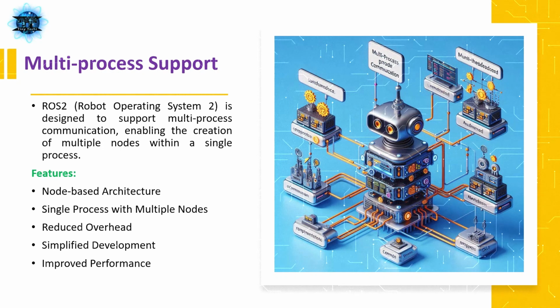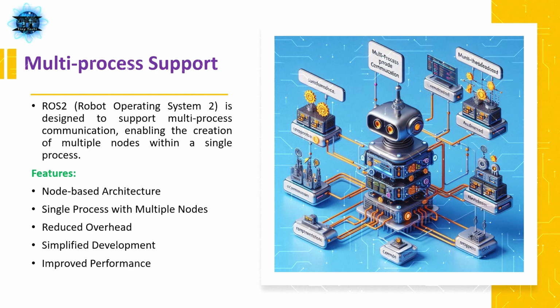And improved performance. What is the improved performance here? In ROS2, sometimes having nodes in the same process makes the robot work faster. It's like having team members working closely together, sharing information quickly, instead of having them in different buildings.